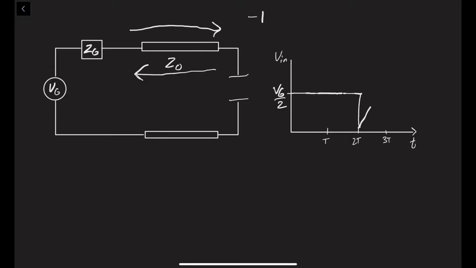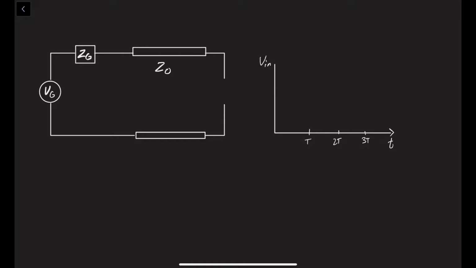So eventually, the coefficient will slowly rise, and it'll eventually become an open circuit, which has reflection coefficient of 1. So then we will have Vg as our final voltage over time.